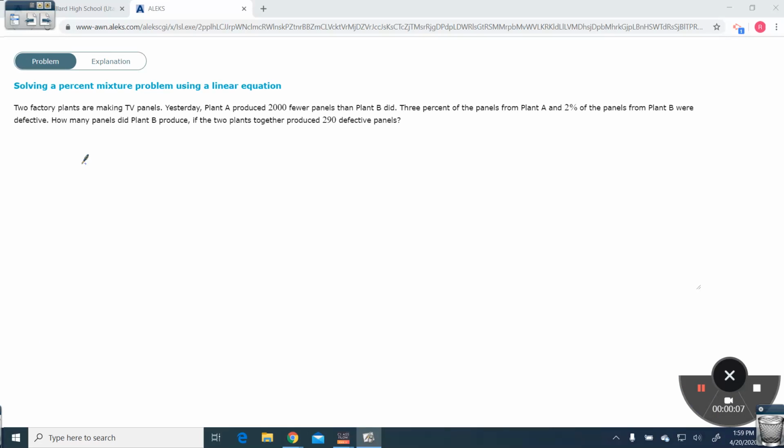Right, so on this one it says two factory plants are making TV panels. Yesterday, plant A produced 2,000 fewer panels than plant B. So if we write this, A produced 2,000 less than B. Okay, so if we said B equals X, we could say that A equals X minus 2,000. And so then we have both of them in terms of X.